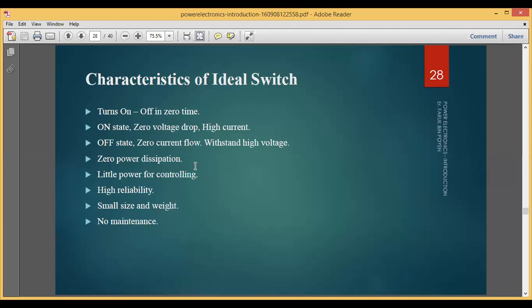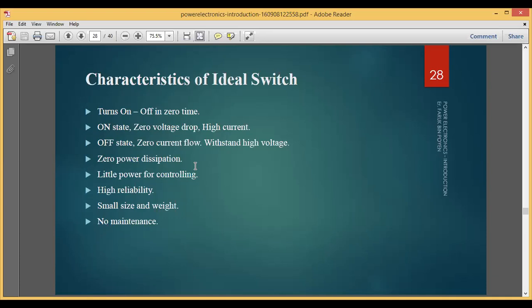Then we have little power for controlling. If I want to control my device, that is, to turn on the device or turn off the device, I don't require a huge amount of power to turn it on or off. I require a very little amount of power, either in milliwatts or in microwatts, just to turn my device on or off. So this is another important characteristic of the power electronic switch.